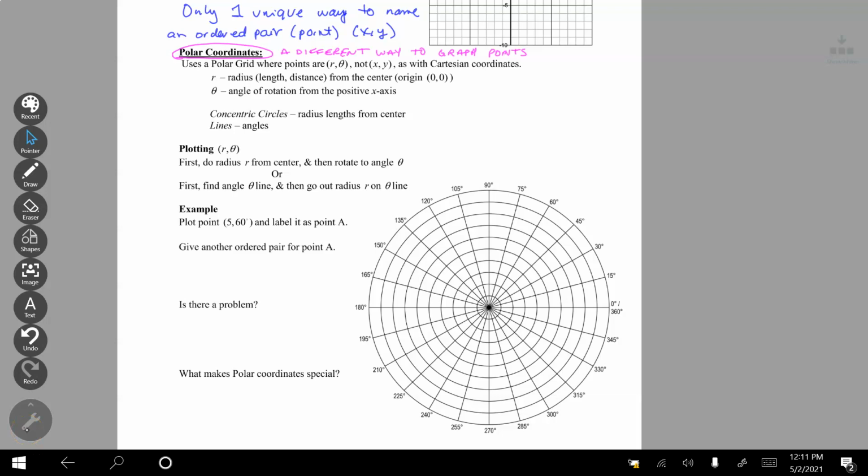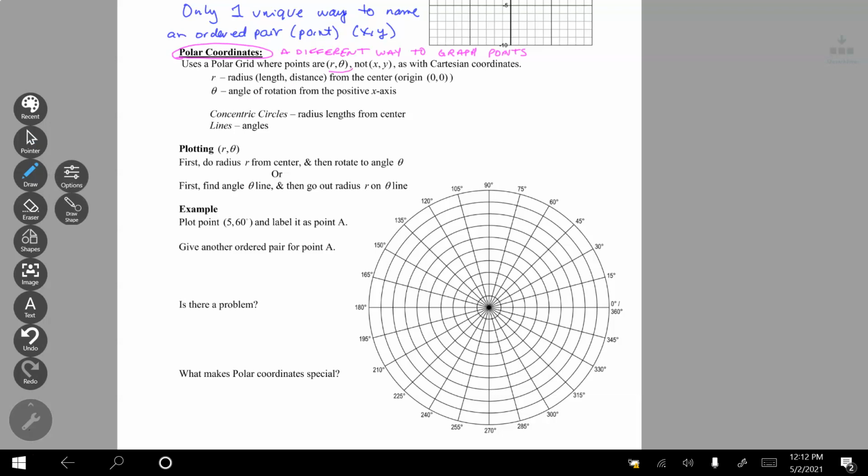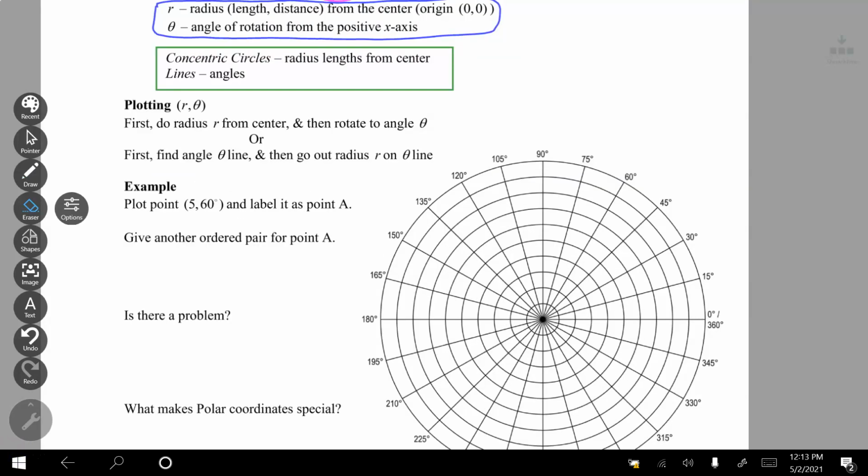So instead of doing Cartesian or x and y's, we're going to do polar coordinates. It's a different way to grab points, and we're going to use this grid that's on the bottom here. Like I said, it looks like a dartboard or a radar screen. Instead of doing x's and y's, we are going to graph r's and thetas, where r is a radius or a length and theta is an angle from the positive x-axis. So again, the radius is going to be the length from the origin or the center, and the theta is going to be the angle of rotation. And the circles, these concentric circles, represent a radius length from the center. So it's like 1, 2, 3, 4, 5, 6. And these lines that you see here are the angle lines that represent 15, 30, 45, 60 degrees.